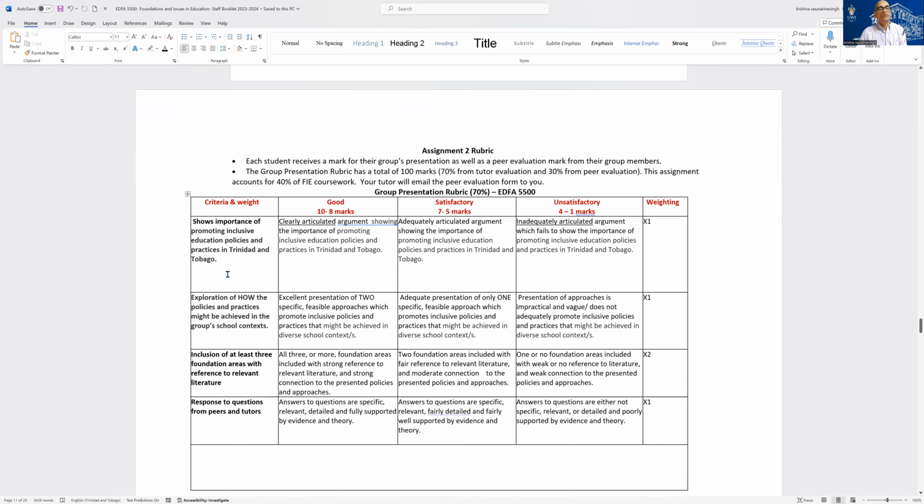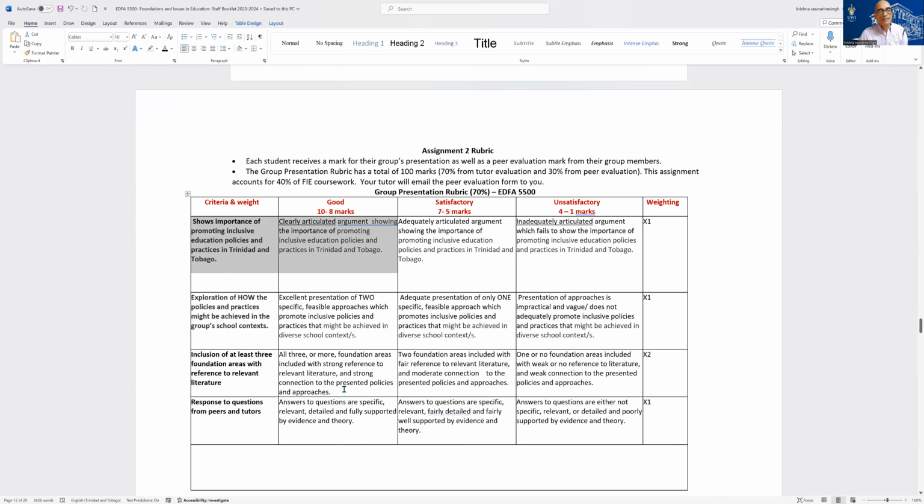So you must convince your audience of why it's important to promote inclusive practice. And remember, that's based on the foundation areas, right? So that would be here. So this simply says we're looking for an argument. What is your argument? This here means the tutor is looking at what is your argument. This here means what are the foundation concepts and ideas that you used in order to make this argument here. Is that okay?